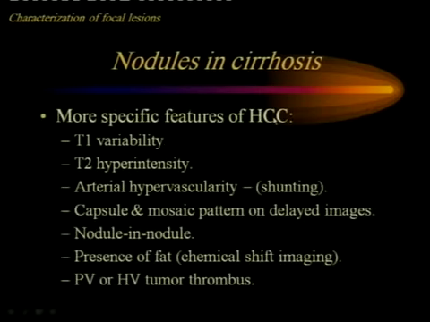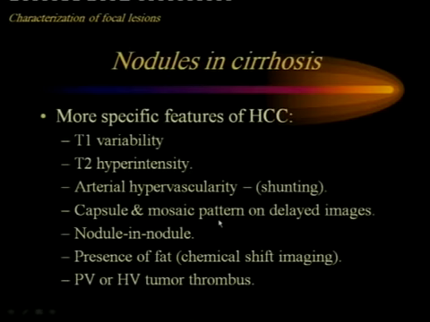Alternatively, when you develop hepatomas or hepatocellular carcinoma, again the T1 signal may be variable, but then the signal on T2 tends to increase. It may become quite heterogeneous as well. You tend to start seeing arterial hypervascularity. And with the delayed or equilibrium images, you may see a well-defined capsule around the lesion with mosaic pattern of washout on the delayed images.